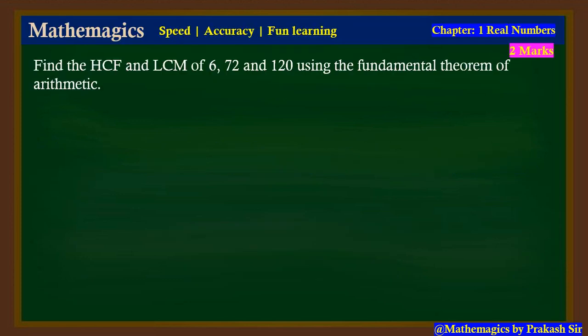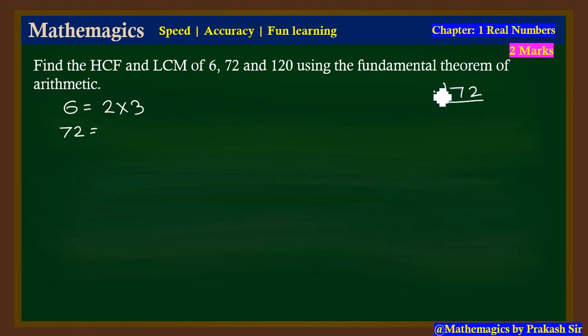The first 2 marker question is: find the HCF and LCM of 6, 72 and 120 using the fundamental theorem of arithmetic. Here we first write the factors of 6, so obviously we will write 2 into 3. In this case we are going to find the prime factorization of the number. The second number is 72, and here we are going to find its factors.